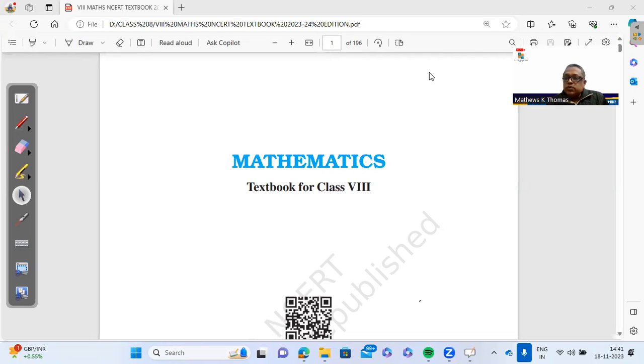Hello students, today I'm going to revise with you the entire class 8 maths course formulas right from chapter 1 to the end of the book. This is the revised textbook of NCERT. You can revise all the formulas with me starting from the first chapter to the last chapter. Bring your pens and pencils and start revising all the formulas with me.